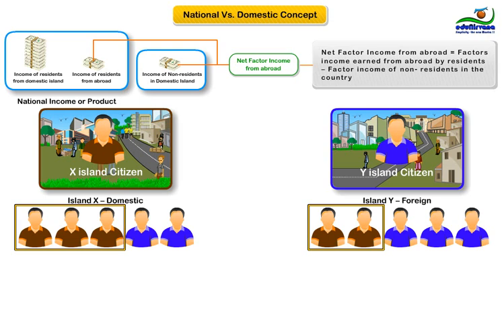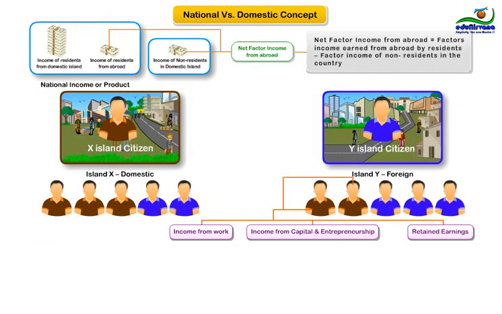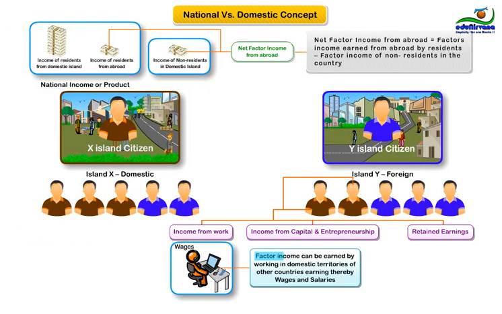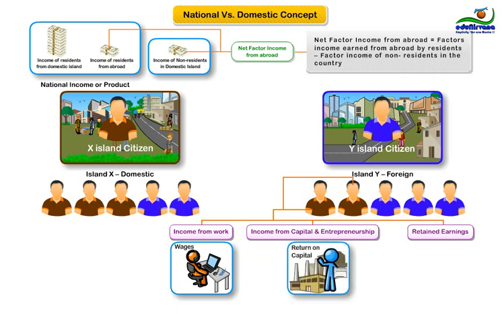The normal residents of a country earn factor income not only within the domestic territory of a country but outside it also. Income from outside can be earned mainly in three ways. First, income from work: factor income can be earned by working in domestic territories of other countries, earning thereby wages and salaries. Second, income from capital and entrepreneurship.